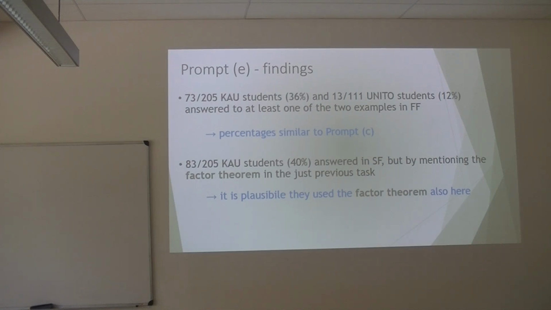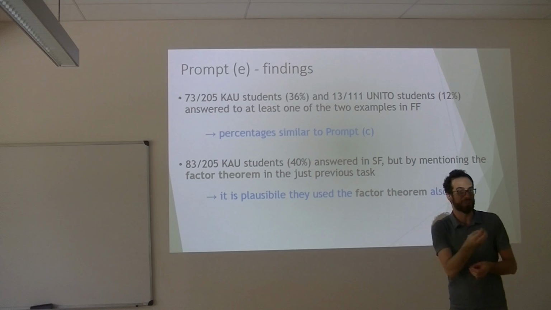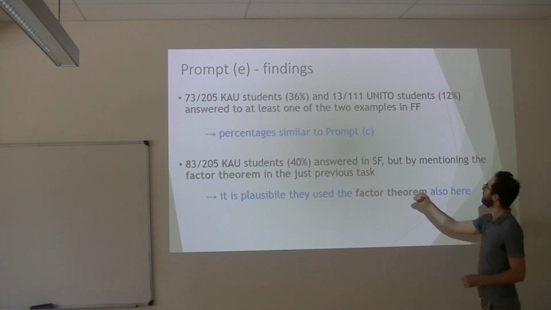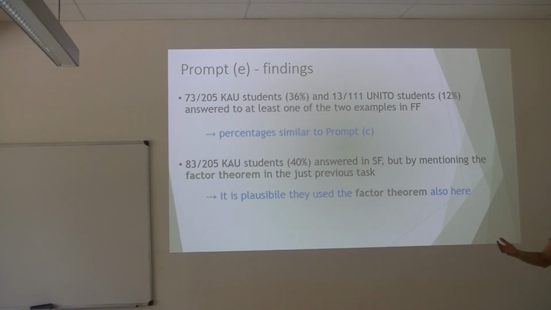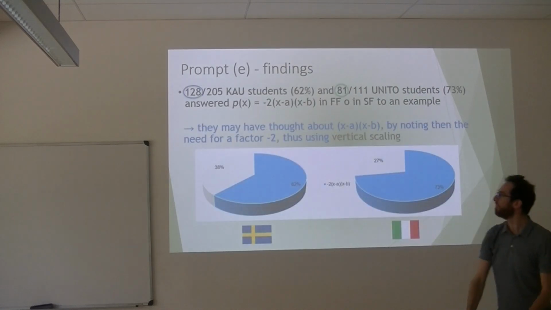Okay, and in this case we have, say, 36% of Cagliari students and 12% of UNITO students that answered at least one of the 2 examples. Some students were also not able to go beyond this set of possibilities, let's say. And these are, again, similar percentages to those who performed correctly in prompt C. And also, there are 40% of students, Cagliari students, that answered in standard form, but mentioned the factor theorem in the previous task. So again, it's plausible that they have used this kind of strategy.